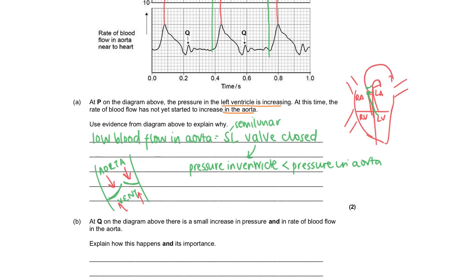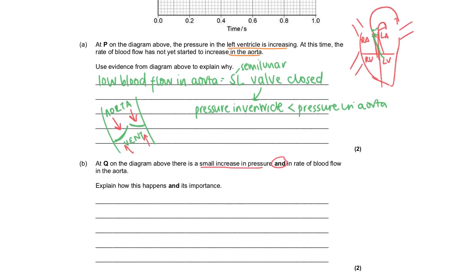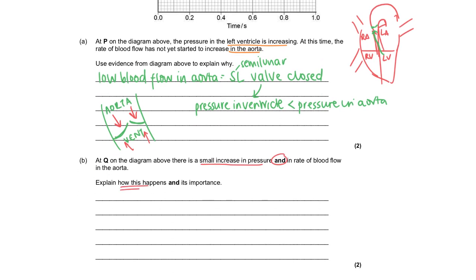At Q on the diagram, there is a small increase in pressure and rate of blood flow in the aorta. Explain how this happens and its importance. So this 2-mark question has 2 components to it, and you get 1 mark for answering each of them correctly. Okay, so explain how this happens. Well, we get a small increase in pressure and in rate of blood flow because the walls of the aorta are highly elastic. And the highly elastic walls of the aorta are able to undergo recoil.